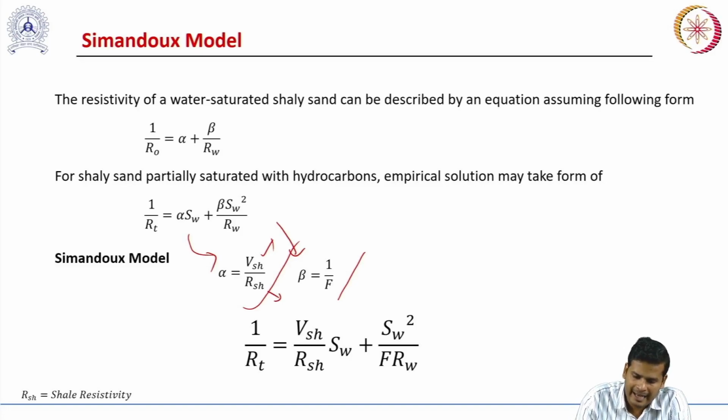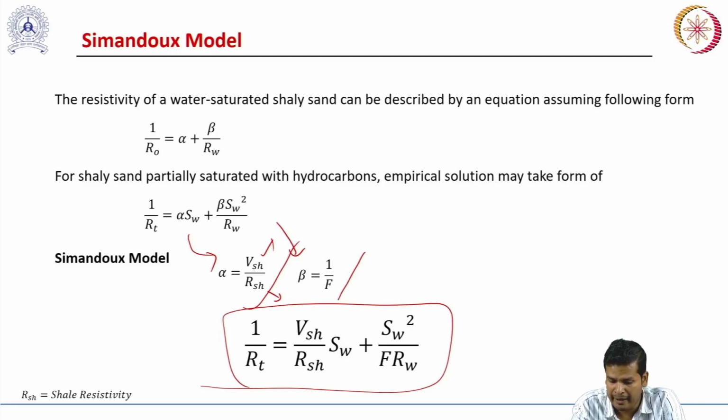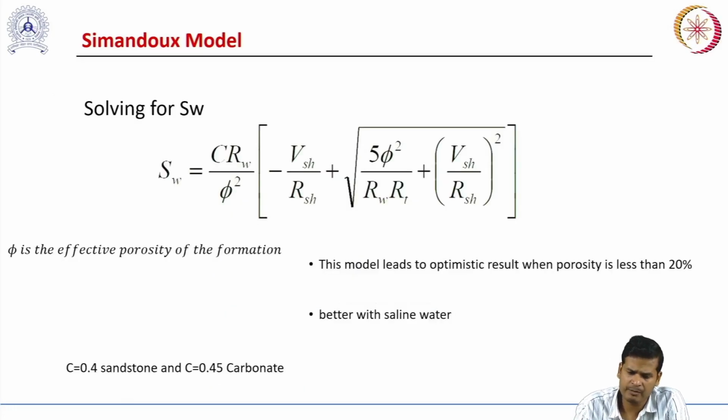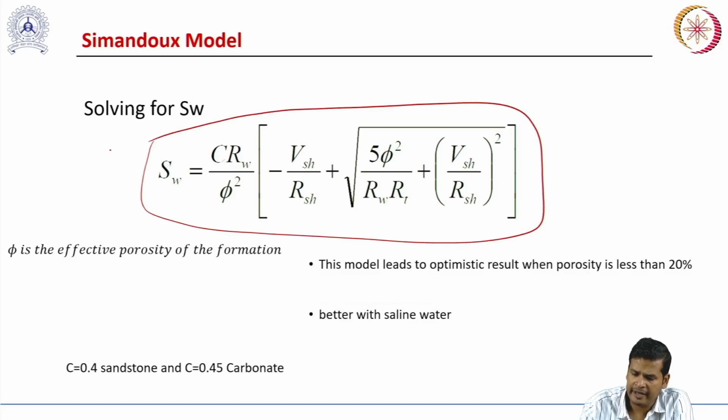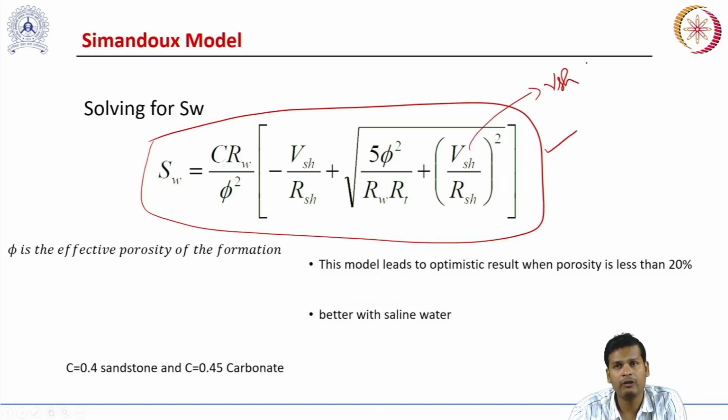So 1 by Rt can be written as Vsh divided by Rsh into Sw plus Sw square divided by F into Rw. And solving for Sw, water saturation can be calculated according to this equation. You can see in the final equation for water saturation, we need the input parameter Vsh, the shale volume or shale content, and the shale resistivity Rsh. That means we must have a pure shaly formation where we can measure the conductivity or the resistivity of the pure shaly zone.